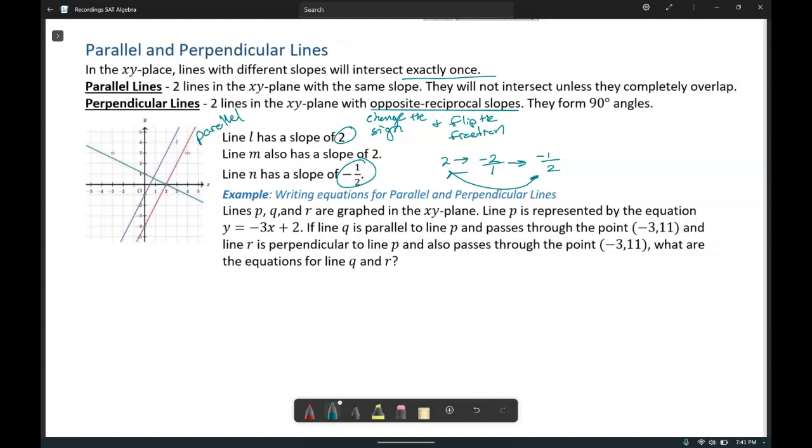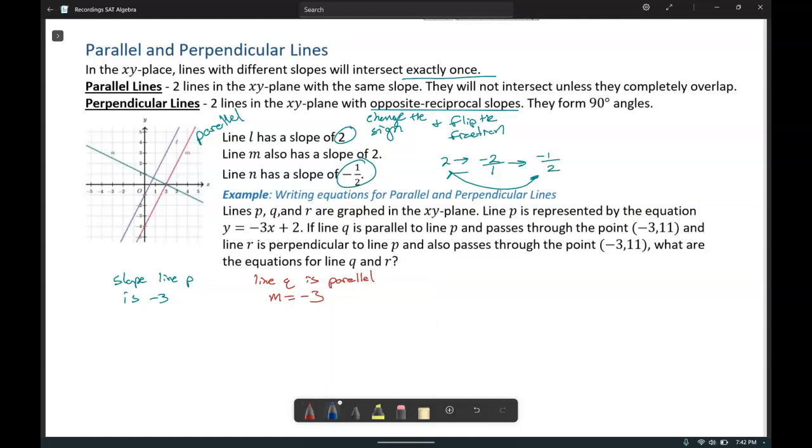So we're going to pretend that we have three lines, P, Q, and R, graphed on the xy plane. The equation for line P is given by y equals -3x plus 2. So the slope for line P is -3, given by the equation. Line Q is parallel. Therefore, if it's parallel, it needs to have the same slope.